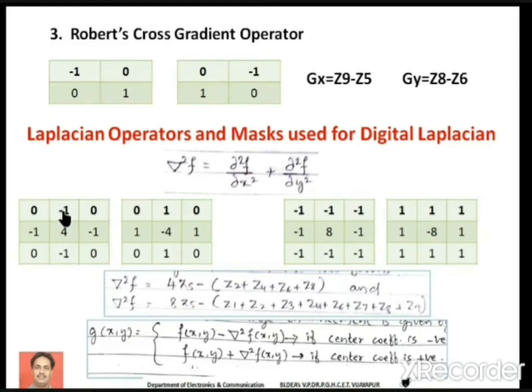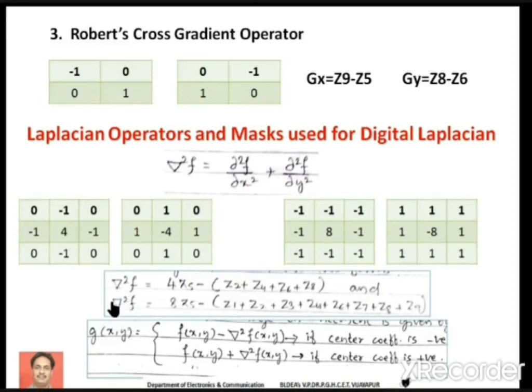And only in these positions we are finding minus ones. Here we have minus 1, minus 1, minus 1, minus 1. That's why I'll start writing the equation as 4z5 minus, in bracket. This is the position of z2, this is the position of z4, this is the position of z6, this is the position of z8. That's why the equation becomes 4z5 minus in bracket z2, z4, z6, z8, right?